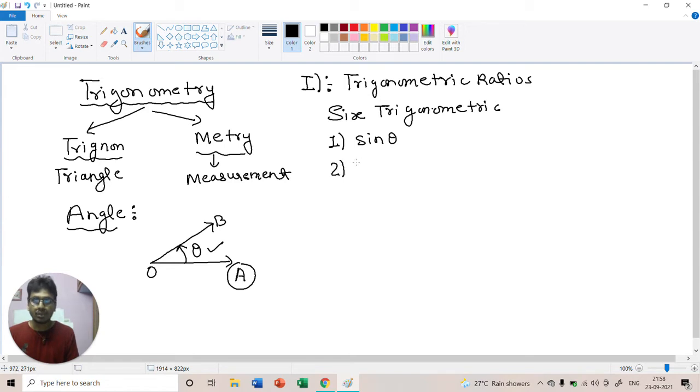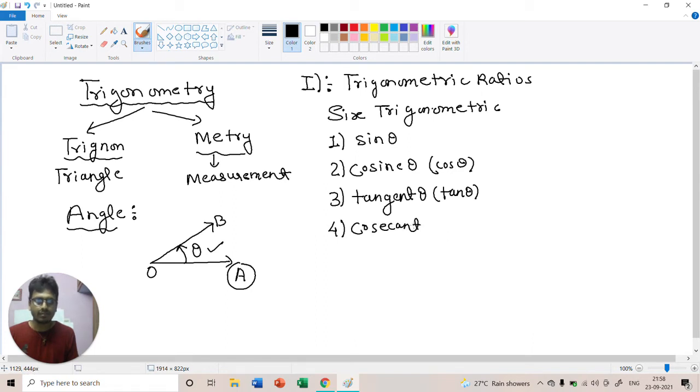Second one is called cosine theta, also called cos theta. Third is called tangent theta, also called tan theta. Okay. Fourth one is called cosecant theta, also called cosec theta. Fifth one is called secant theta, also called sec theta. And last one is cotangent theta, also called cot theta.